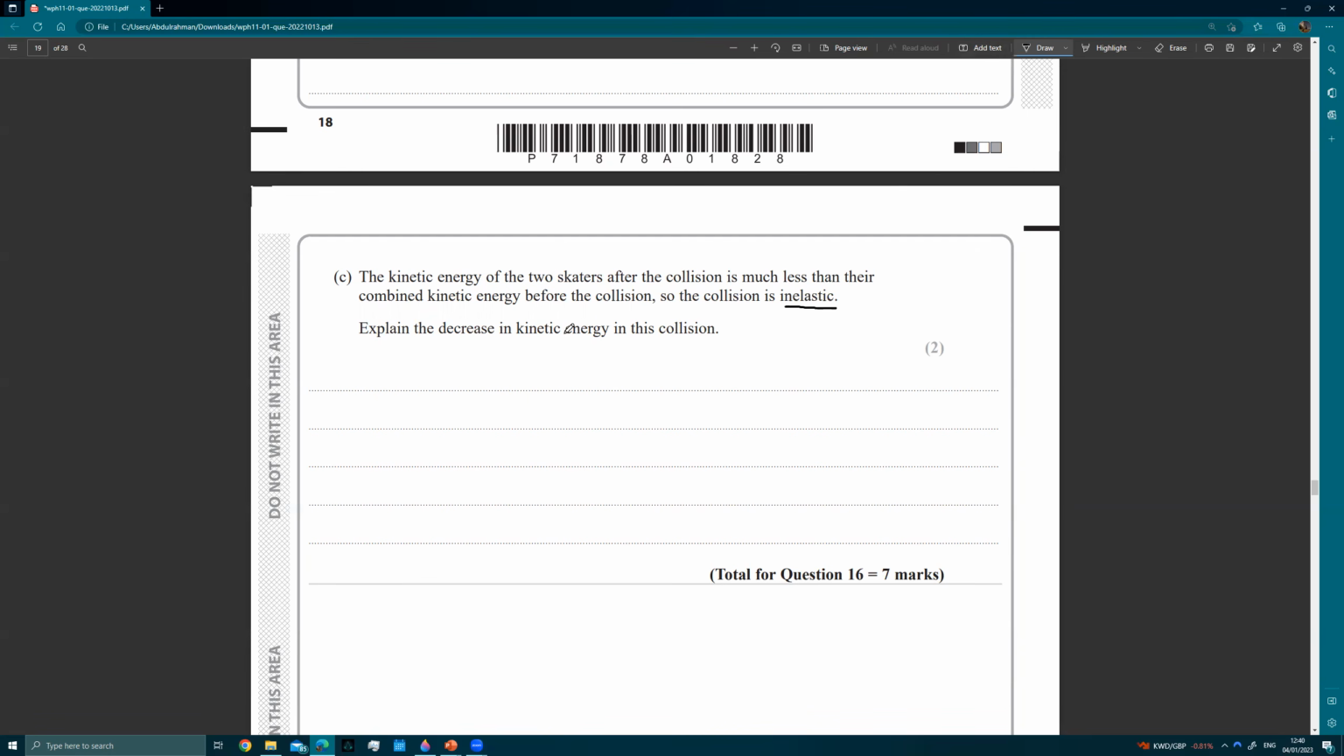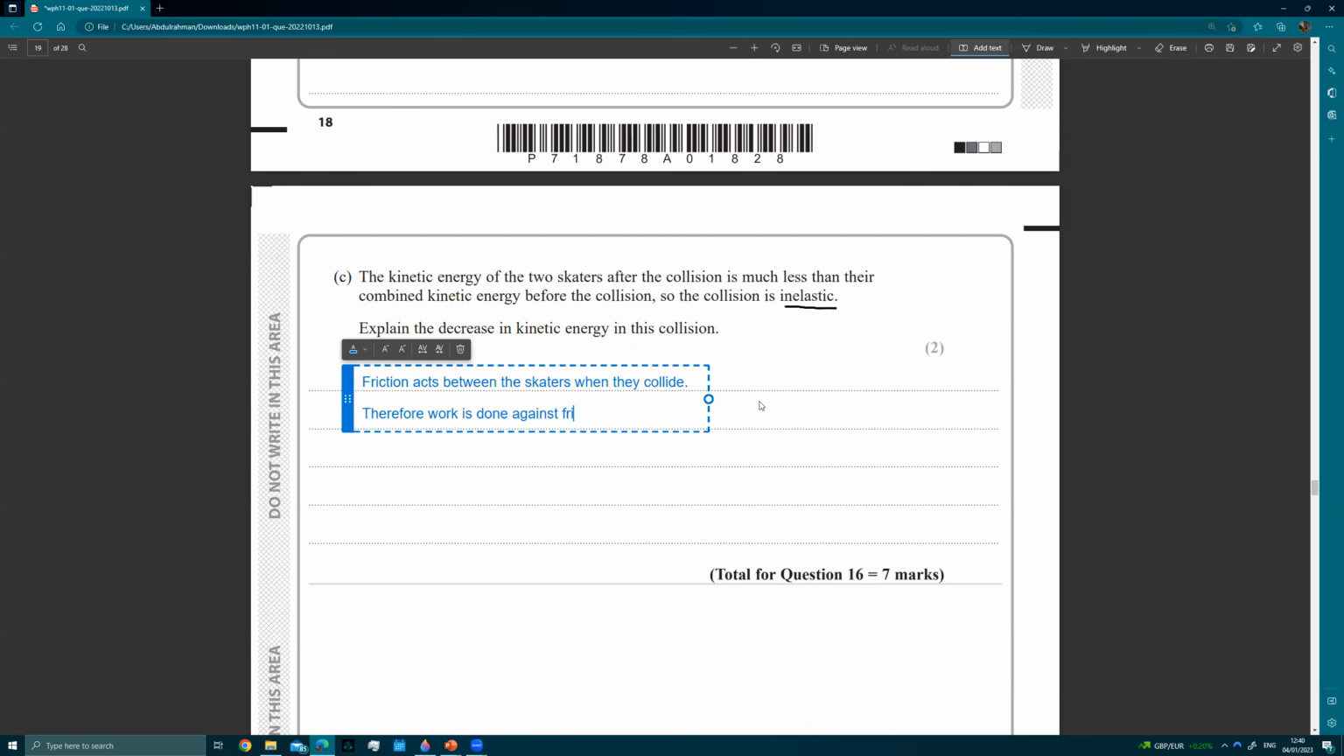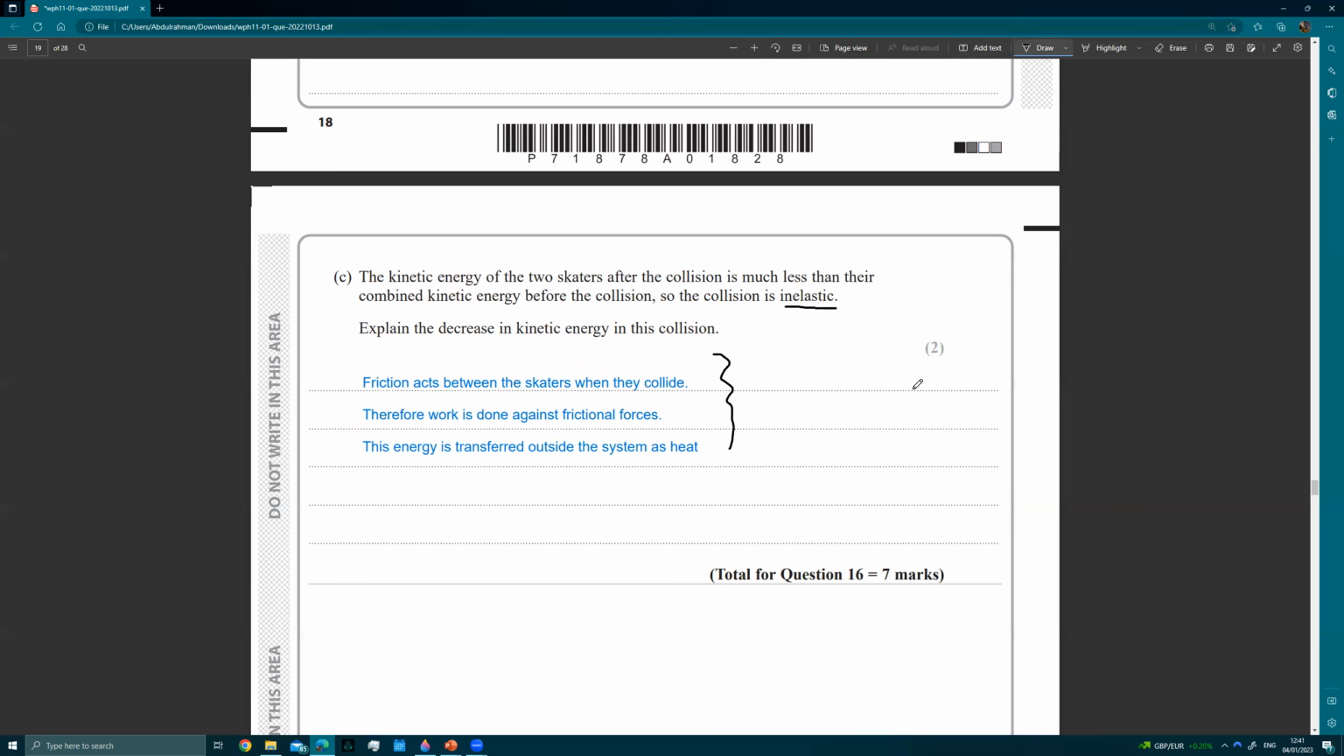Anyway, explain the decrease in kinetic energy in this collision. Well, what we could say is friction acts between the skaters when they collide. Therefore, work is done against the frictional forces. And we could say that this energy is transferred outside the system, and it's transferred as probably heat, because when you're talking about friction, you're talking about heat. So this will give you your marks.